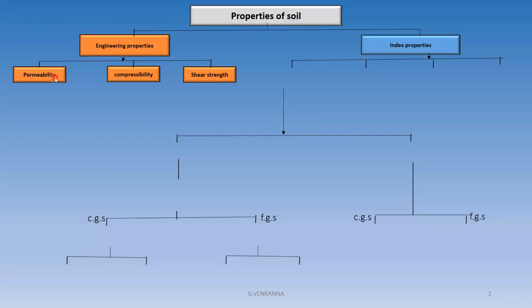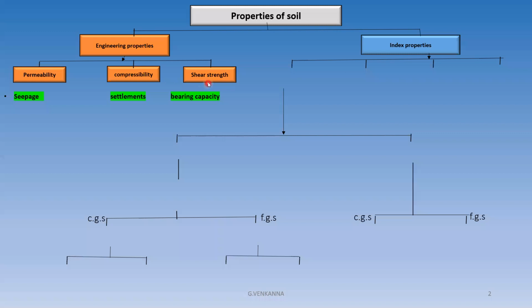The permeability is related to flow of water through the soil. It is related to seepage. That means how much amount of water is flowing through the soil. Next one is compressibility. It is related to the volume change in the soil due to evaporation of air or water. So it is related to settlements, how much settlement occurs due to a given load. These are already discussed in the compressibility chapter.